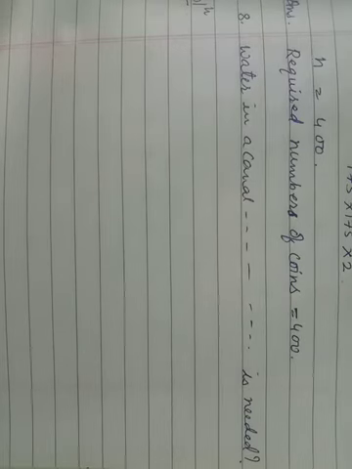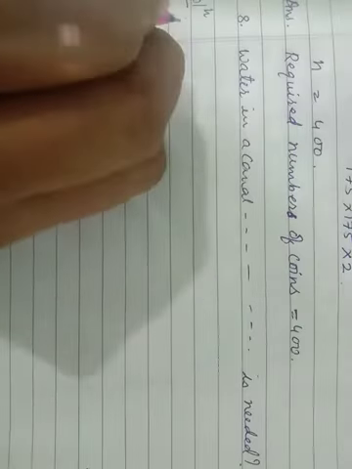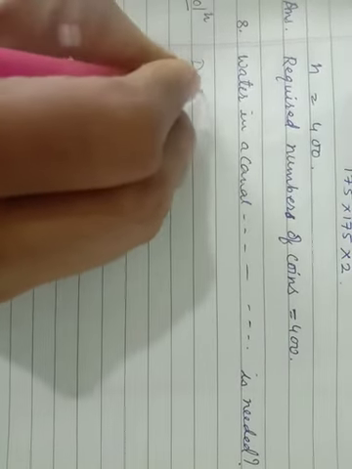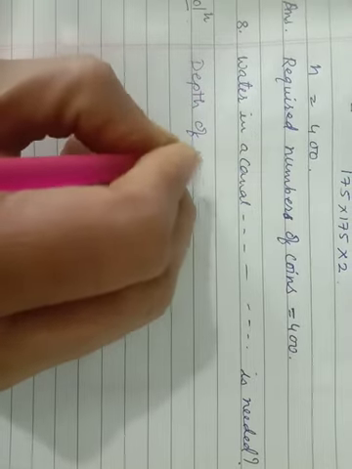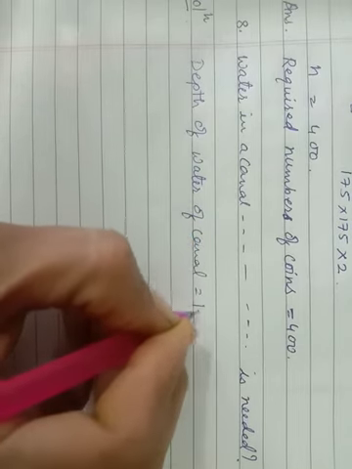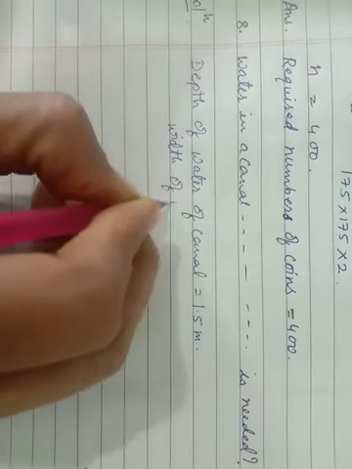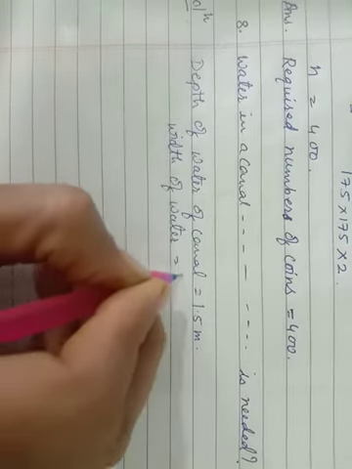Question number 8 of exercise 13.3. Water in a canal 6 meter wide and 1.5 meter deep is flowing with a speed of 10 km per hour. How much area will it irrigate in 30 minutes if 8 centimeter of standing water is needed? So solution, we have depth of water of canal is equals to 1.5 meter. Width of water is equals to 6 meter.